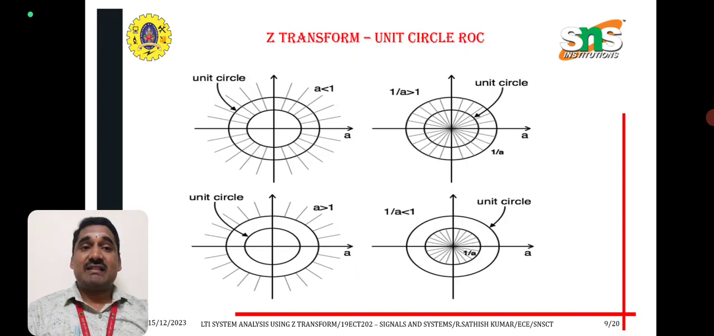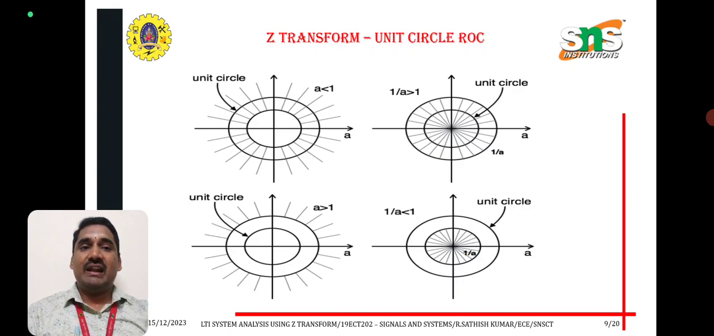This is the Z transform of your unit circle ROC, where we take the x-axis and y-axis of the unit circle. a less than 1 means it should be lesser than 1. The shaded portion will be lesser than 1. a greater than 1 means it should be greater. Outside of the circle is nothing but your a greater than 1.